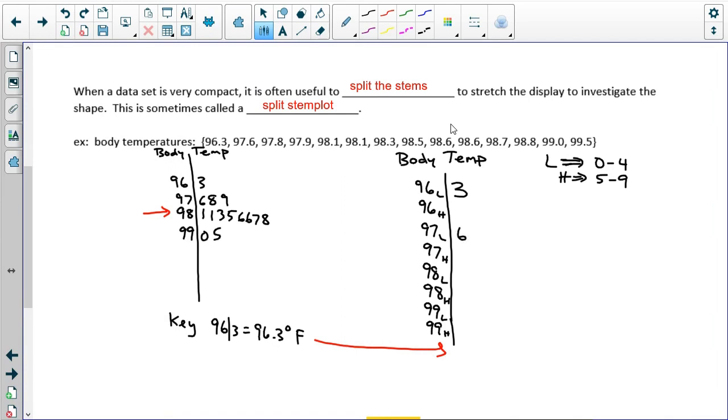96.3, 97.6, 97.8, 97.9, 90. Oh, wait, those are high. So I didn't even put them in the right spot.